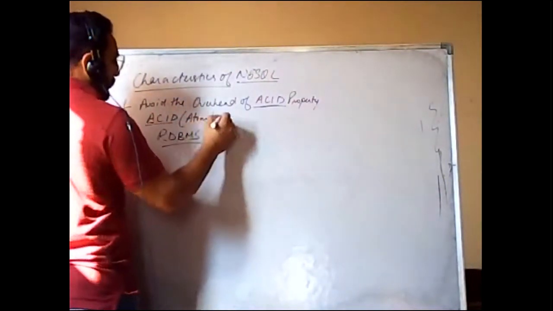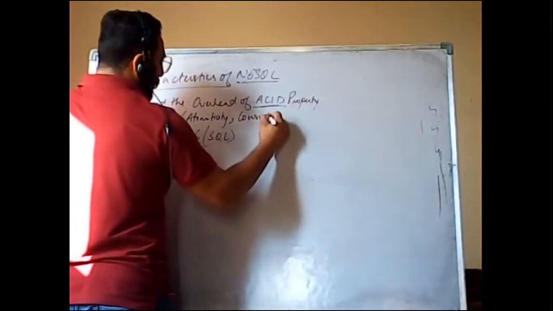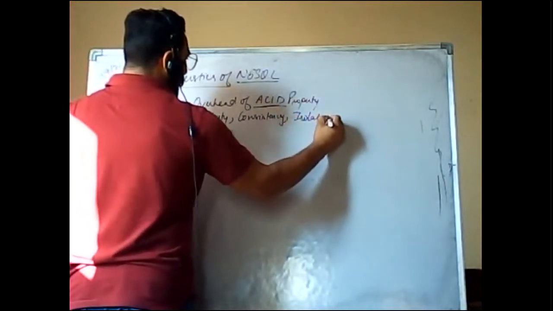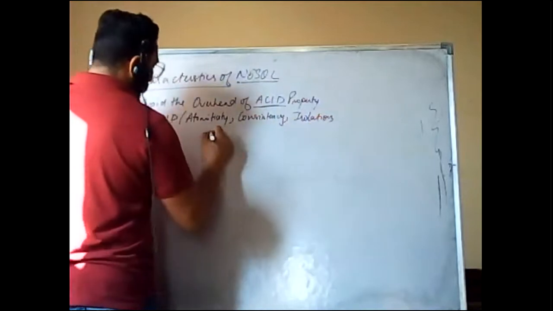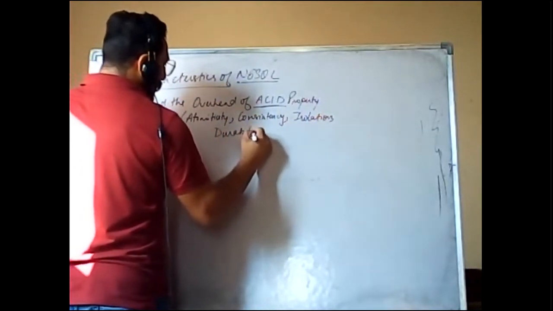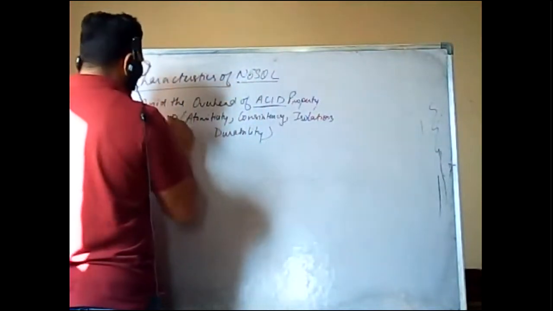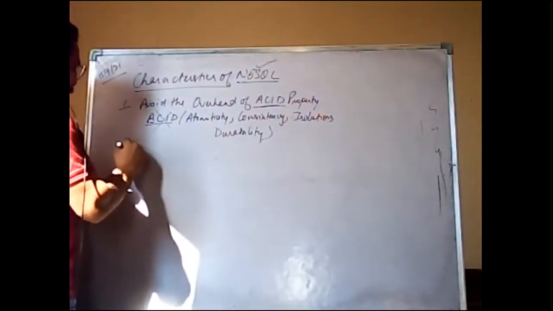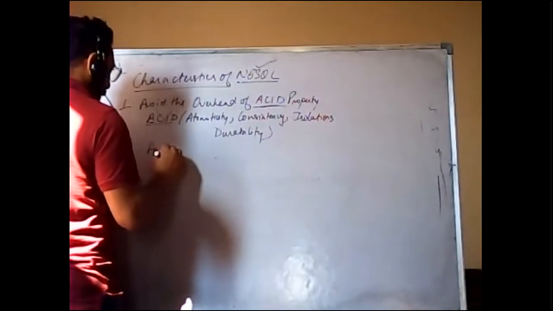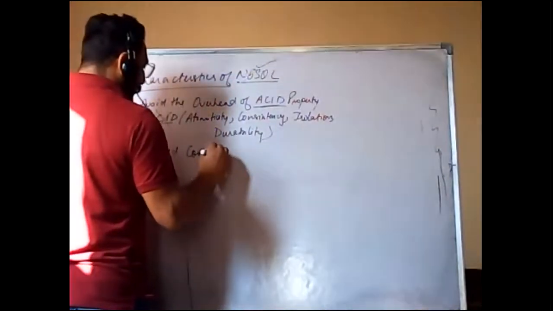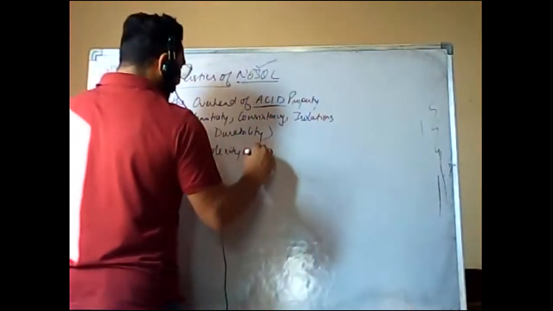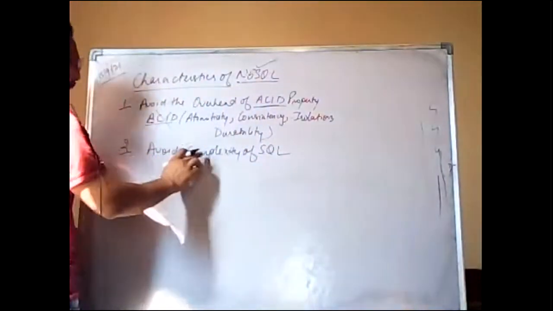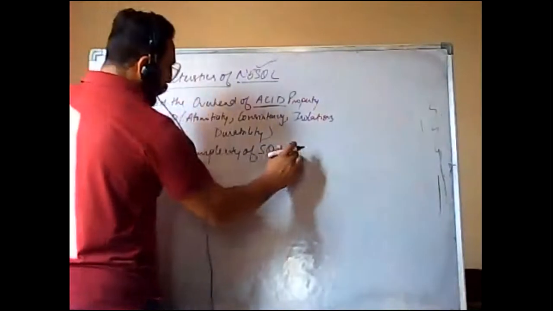ACID stands for A for atomicity, C for consistency, I for isolation, and D for durability. There is no such concept of ACID in NoSQL, but it is in your SQL concept. Second is avoid complexity of SQL concept. ACID is removed, so their complexity is also removed. Avoid complexity of SQL queries.